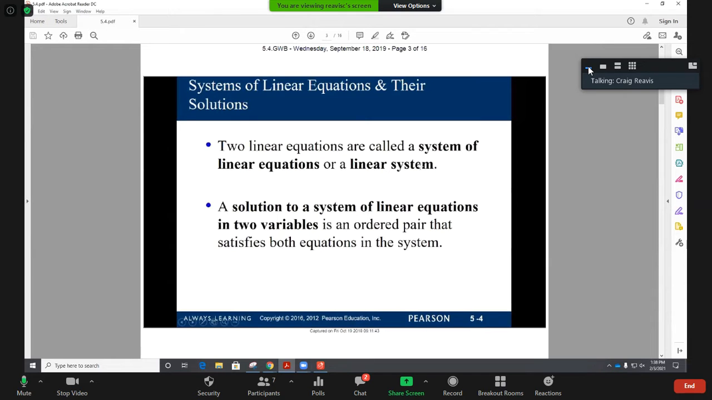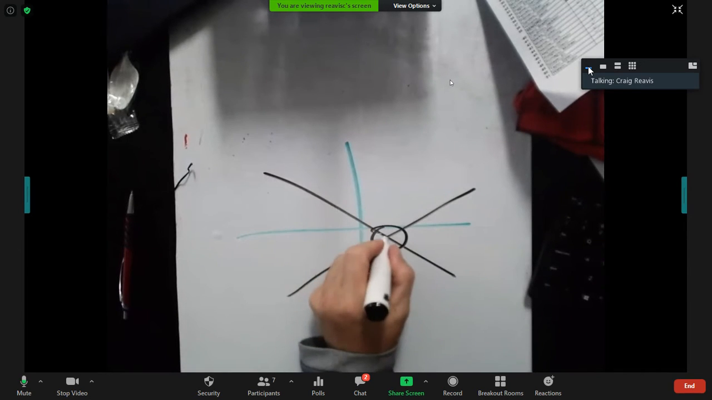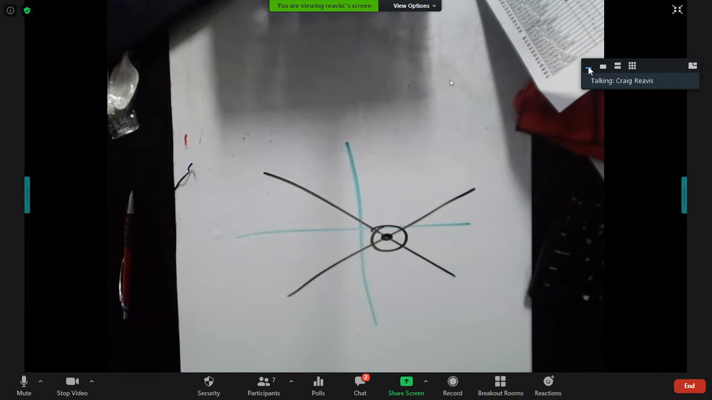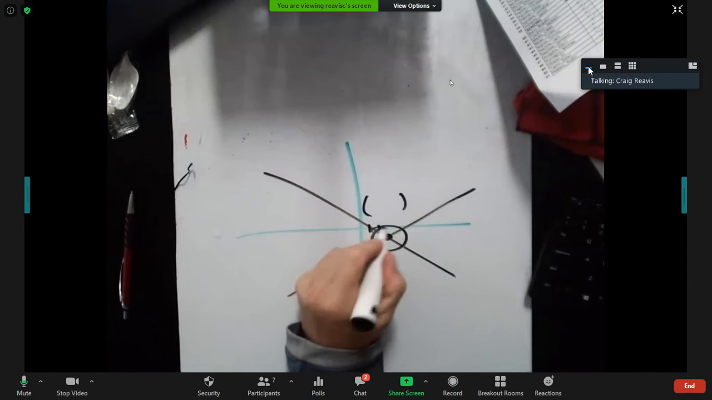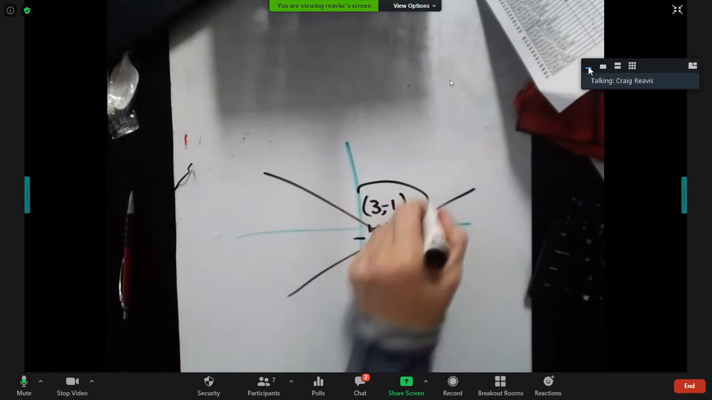Two linear equations are called a system of linear equations or a linear system. A solution to a system of linear equations in two variables is an ordered pair that satisfies both equations. So our answer on these, you could think if we have two lines that cross each other. So let me pull this up. If we have a coordinate axis and we have a line here and we have a line here, what we're looking for is this spot right here where they intersect. And we're going to name that, 1, 2, 3. Say that's the point (3, -1). So this is what we're looking for.